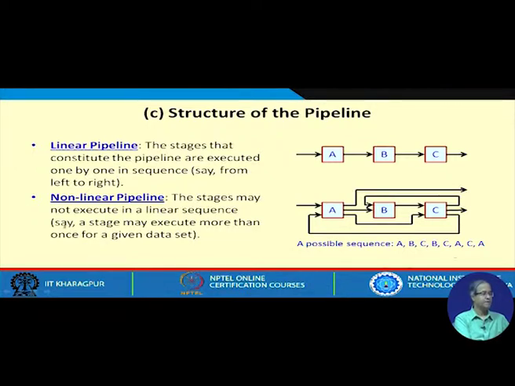Okay. So, this is so called non-linear pipeline, where the stages may not execute in a linear sequence, like as this example shows, a particular stage may execute more than once for a given data set. So, for a given data set you are having 1, 2, 3, 4, 5, 6, 7, 8 steps of execution, where A is executed 3 times, B is executed twice, C is executed also 3 times. Okay. Fine.